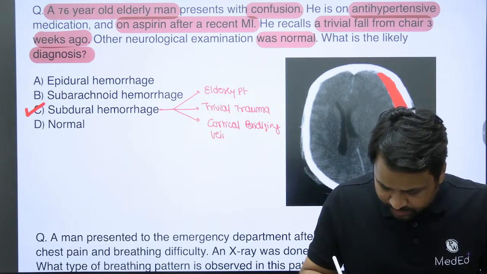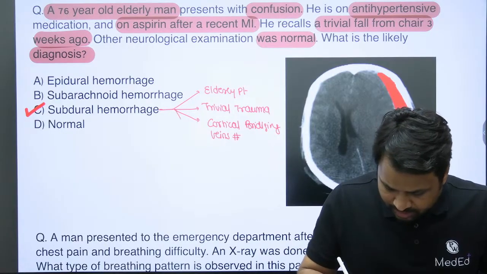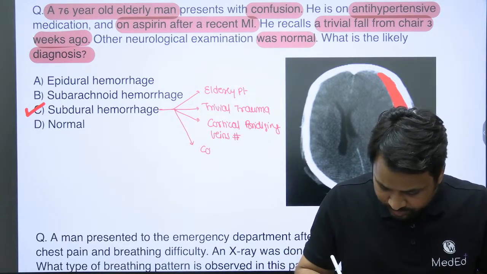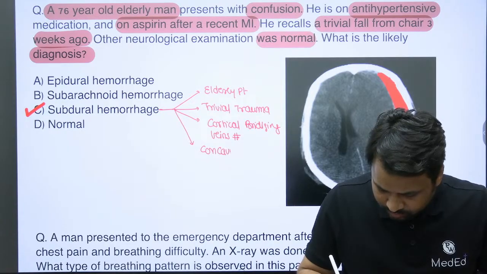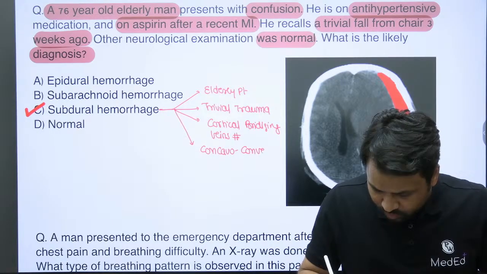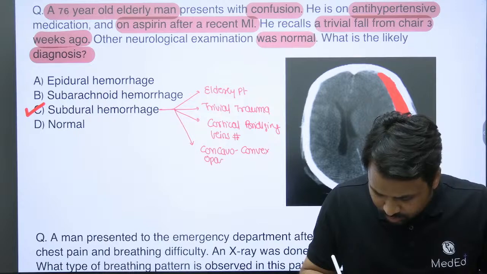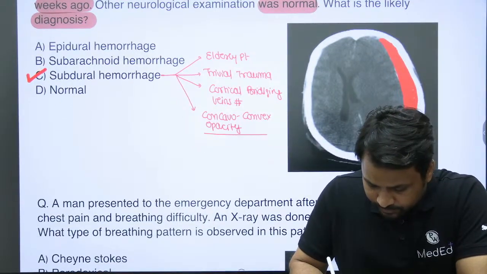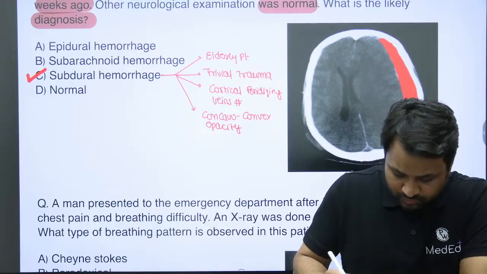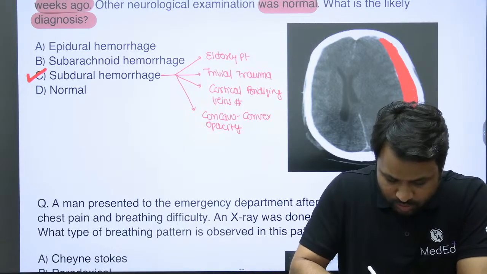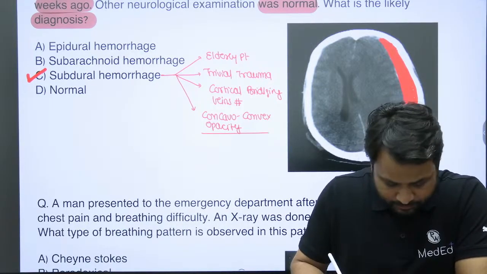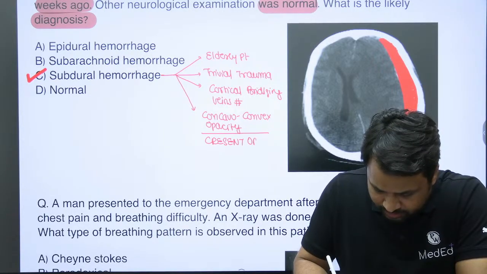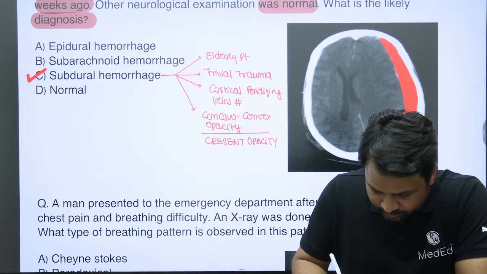It is because of injury to the cortical bridging veins. On a radiograph, it will have convex opacity. It's a convex opacity, and this convex opacity is also referred to as the crescent opacity.